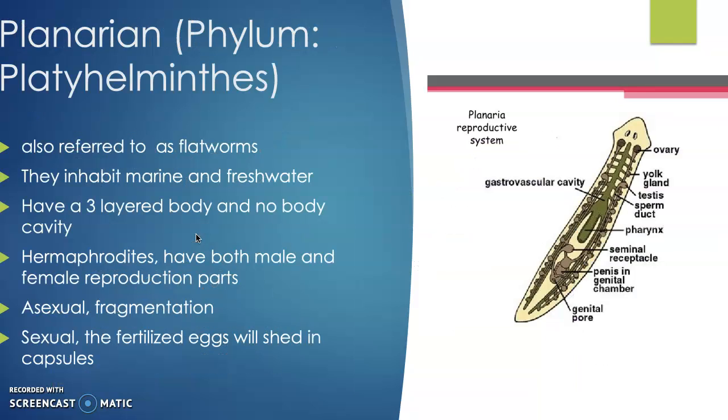Here we have the last one, which is going to be the Planarian, and it belongs to phylum Platyhelminthes. It's also referred to as flatworms. Just like Hydra, Planaria are also hermaphroditic. They have both male and female parts. Planarians reproduce both asexually and sexually.